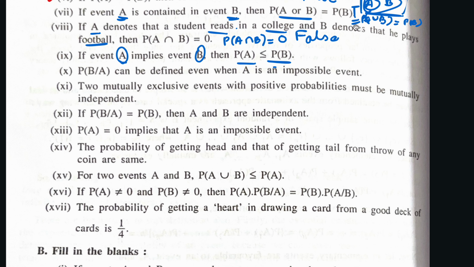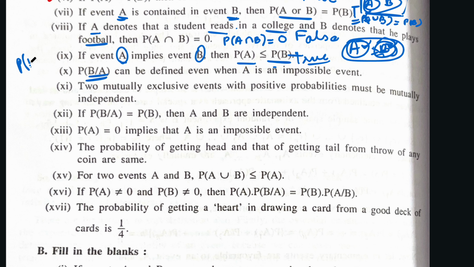If event A implies event B, then probability of A is less than probability of B. B is a subset of A here because A implies B. If A is happening, B is happening. Okay, wait, A would be a subset of B. Yeah, it is true.